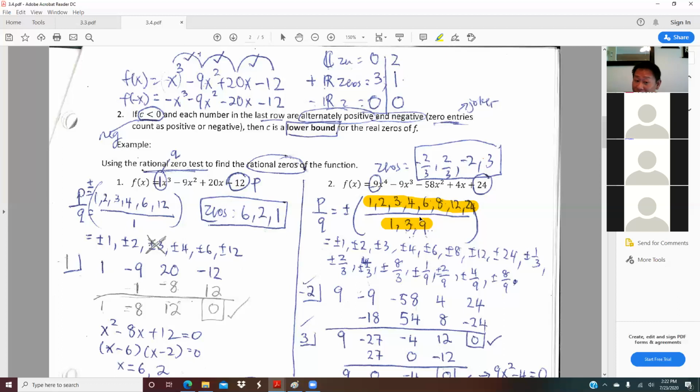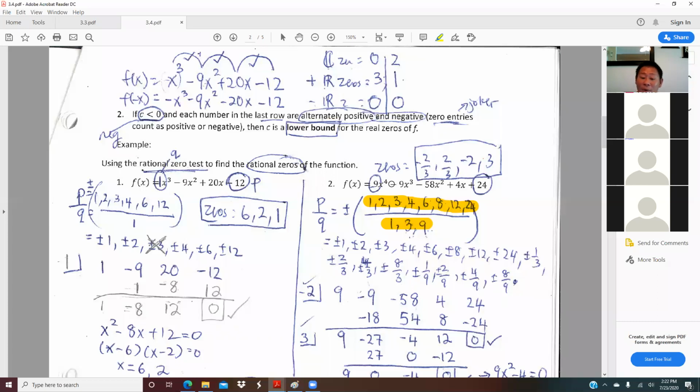So then you take all these numbers divided by 9. So this is how difficult your rational zero gets: if you have multiple numbers at the bottom, you have to take that divided by 1 and then 3 and then 9. So 1 over 9, 2 over 9, 3 over 9 is 1/3, we have that. 4 over 9, 6 over 9 is 2/3, we have that already. And then 8 over 9, 12 over 9 is 4 over 3, and 24 over 9 is 8 over 3. So the 9 in this case gives 1 over 9, 2 over 9, 4 over 9, 8 over 9.